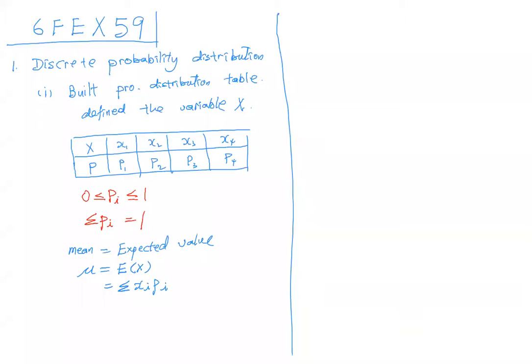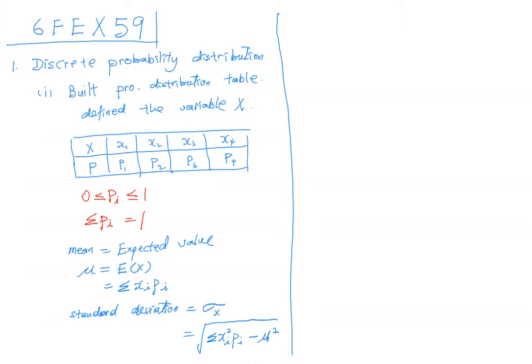Then standard deviation. It tells how much each value deviates from the mean. Standard deviation has its own symbol. The formula is the square root of the sum of xi squared pi, take away the mean squared. All this you must know.